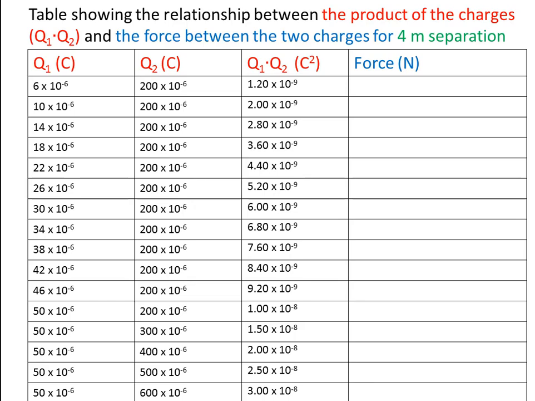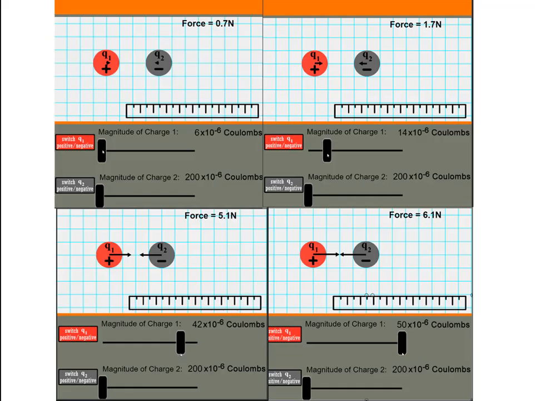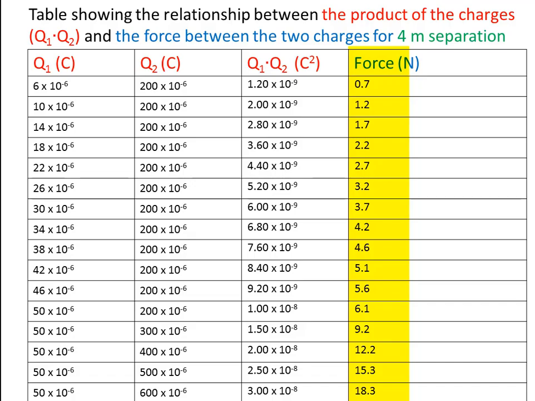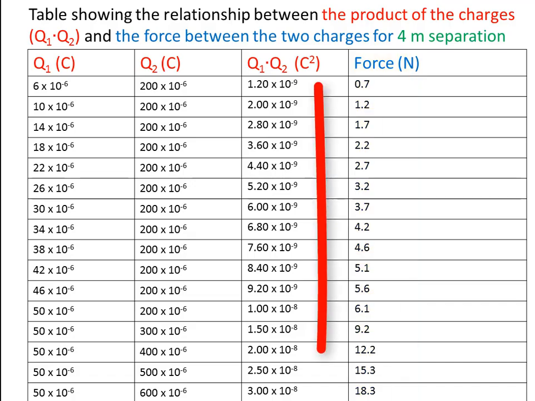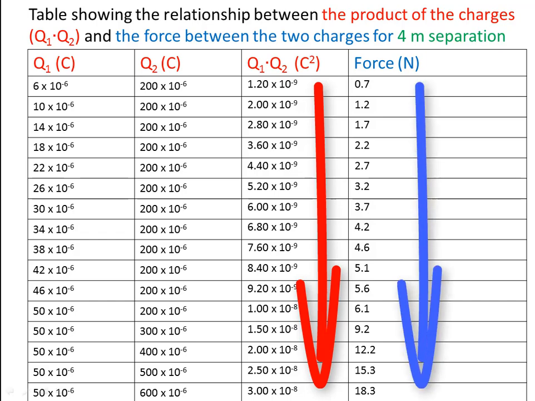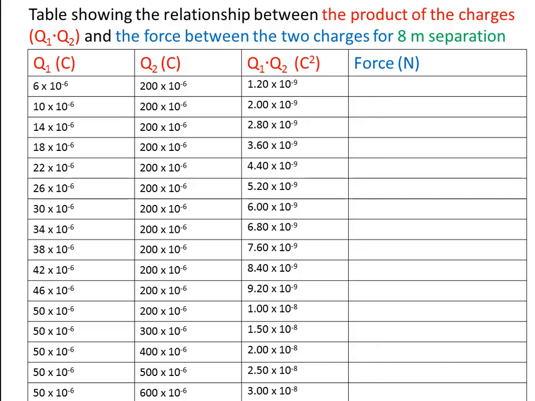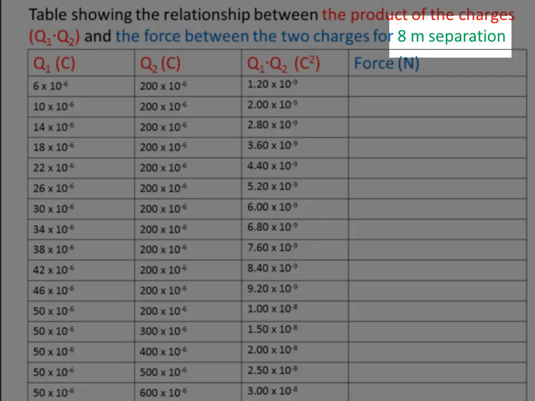So this data is old data that we collected in previous investigations. We had Q1 values, Q2 values, we got the product of the two. And remember, we did collect the data of force, and there is the data. And as you can see, as Q1 times Q2 increases, force also increases. And we plotted this on a graph and we found a straight line, so we know that that's direct proportion. Now what we need to do is do the same, but for 8 meter separation.